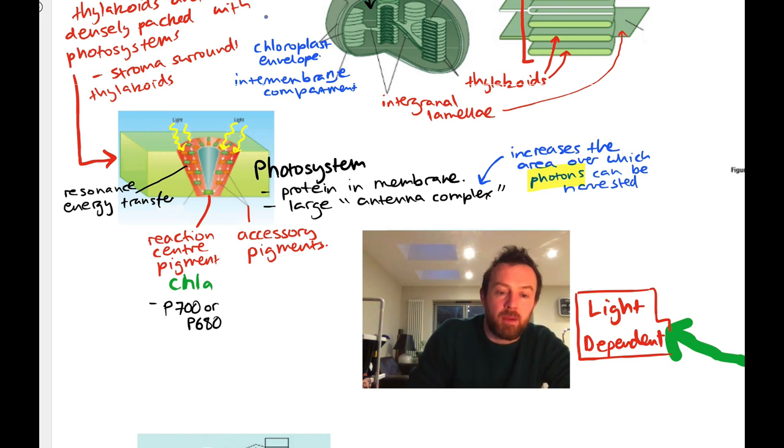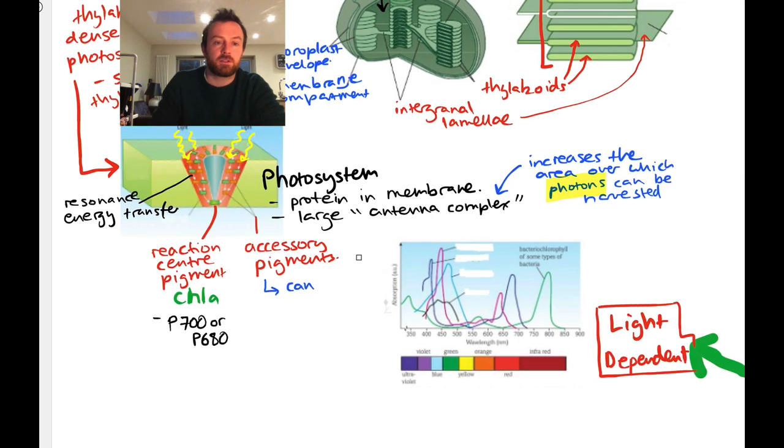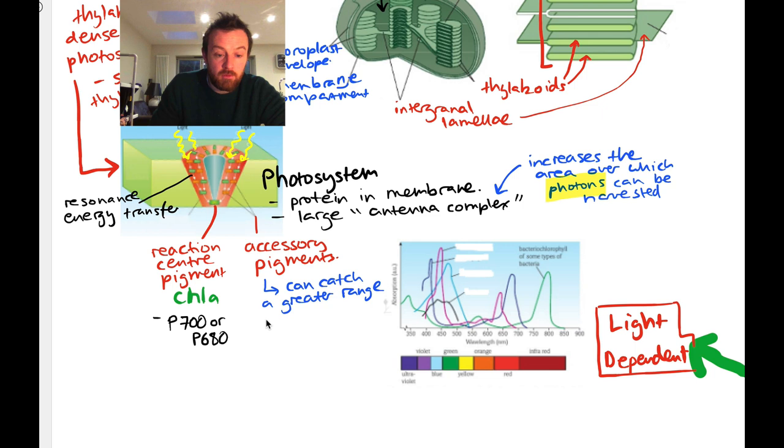Now, what else about the accessory pigments? So, first of all, because they're arranged in this antenna complex, they can increase the area, but also we can catch more light. Zoom in a little. We can catch a greater range of wavelengths of light.